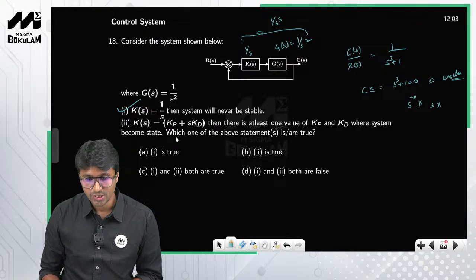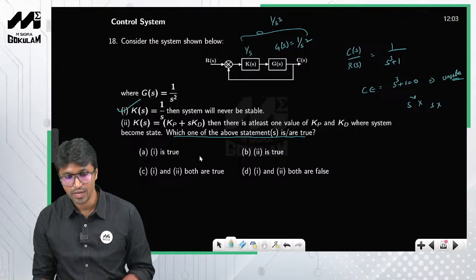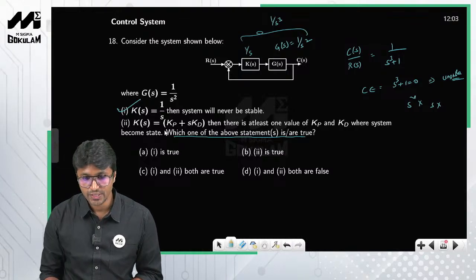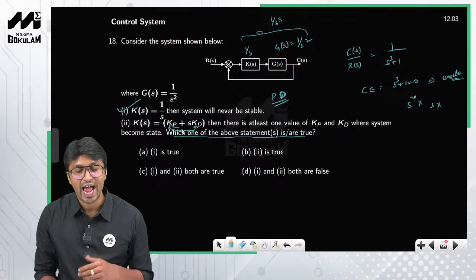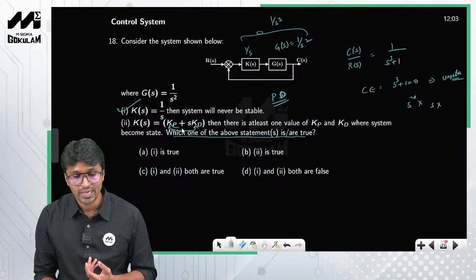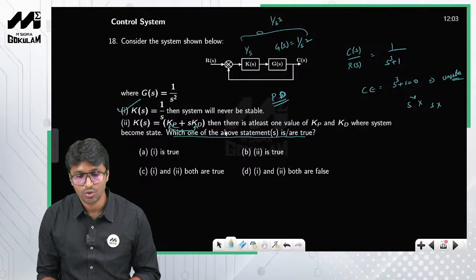So listen, you are asked to identify the correct statements. So if this K of S is used, I can directly conclude that the system will never be stable. Now look at this one. If K of S is nothing but Kp plus S into Kd, this is nothing but a PD controller. So what does a PD controller essentially do? It adds a 0. So when it adds a 0, what happens to the system? The system becomes stable.